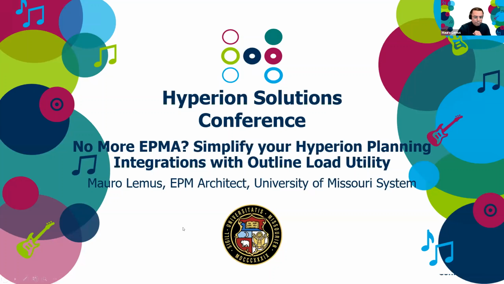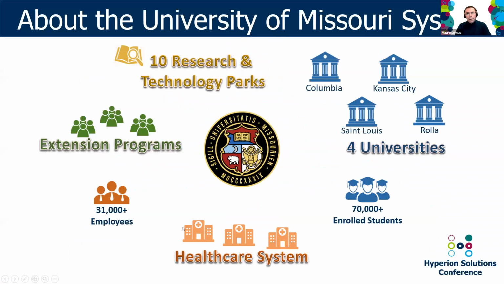So let me talk a little bit about the University of Missouri system. It includes 4 universities located in Columbia, Kansas City, St. Louis, and Rolla. All 4 universities have about 70,000 enrolled students. It also includes the healthcare system. The whole system, the university system administration, the 4 universities, and the healthcare system, includes more than 31,000 employees. The system also includes extension programs and research and technology parks.